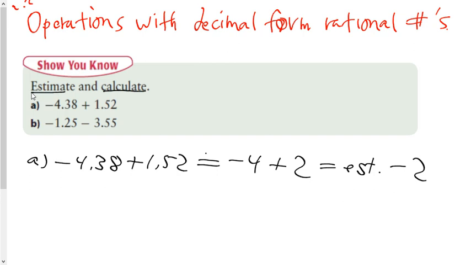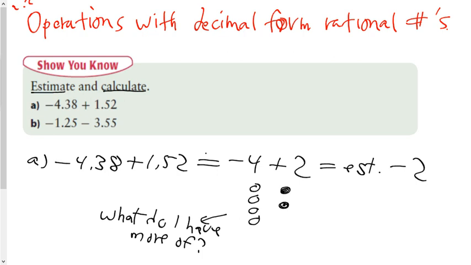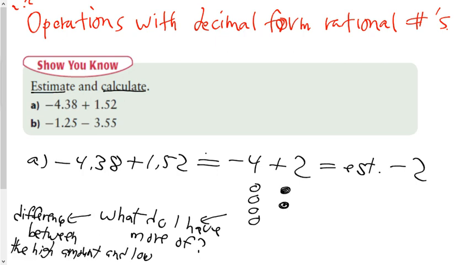Here's where it gets difficult, the calculation. If I was to just make the drawing over here, negative 4 and a positive 2, and think about how I got the answer to that, what I really asked myself is, what do I have more of? And the answer was negatives. But when I think about what do I have more of, what that really is asking me is the difference. The difference between the high amount and the low amount, right? The difference between the high and the low.